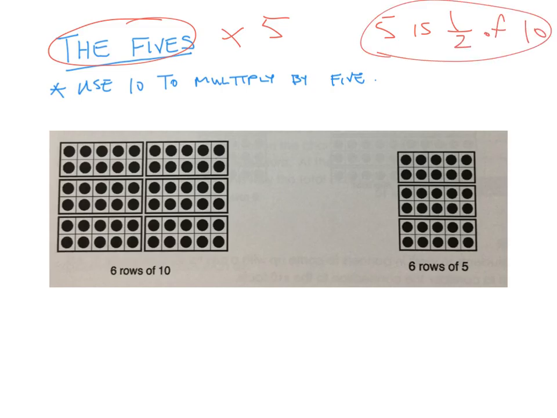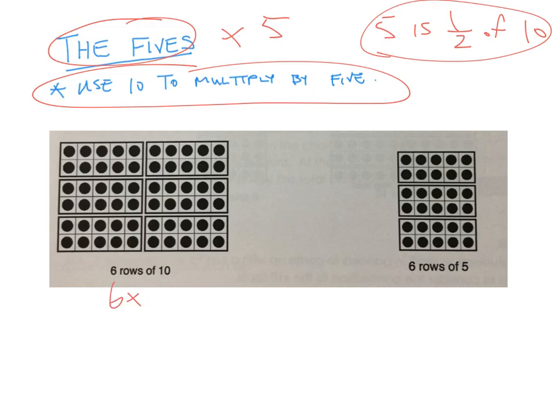So as long as you remember that, you can figure out really complex questions or problems that use 5 to multiply. So the rule that we're going to look at today is use 10 to multiply by 5. If you look down here, we have 6 rows of 10, which is 6 times 10. And everybody knows that 6 times 10 is pretty easy to figure out.